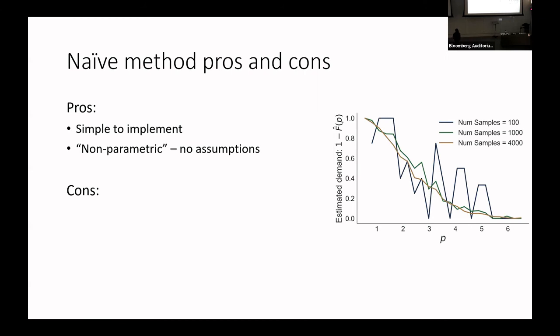Right, so I'm not saying that the shape of this curve looks like this. Demand could even be increasing in the price. No matter what this curve looks like, I'll learn it if I have enough samples. Right, so as the number of samples goes to infinity, this converges to the truth.